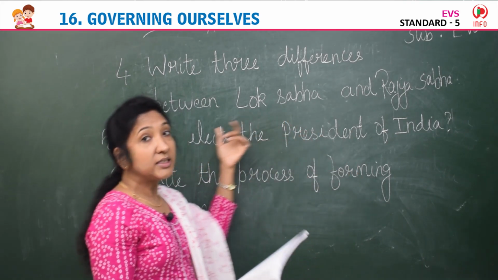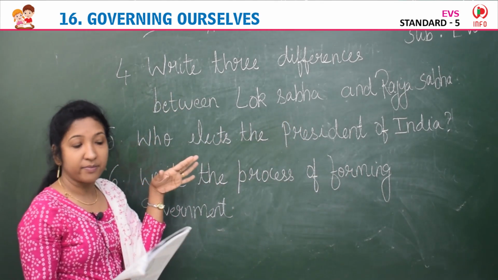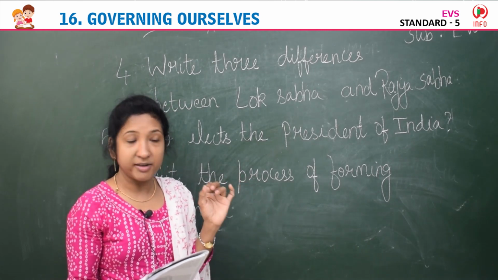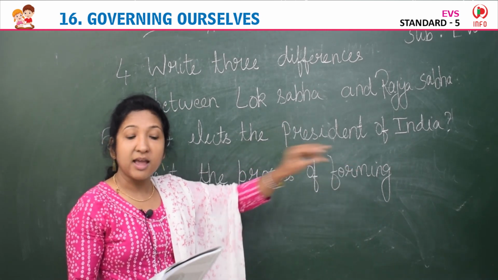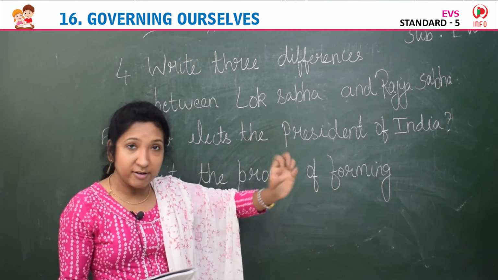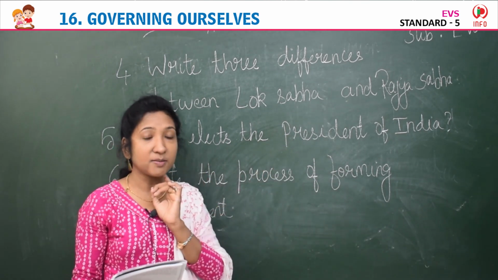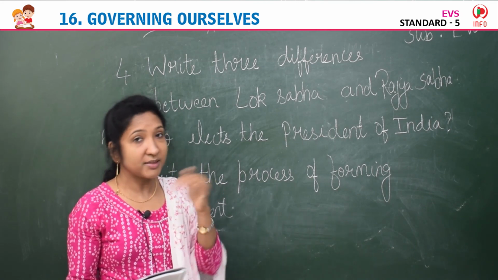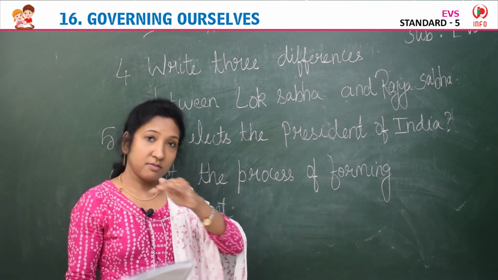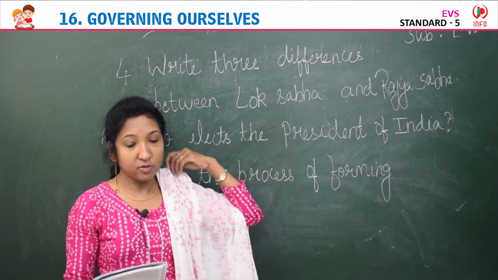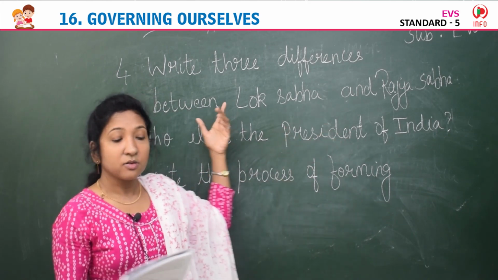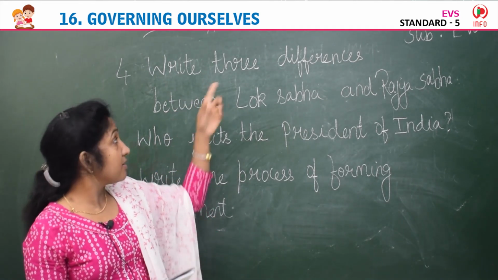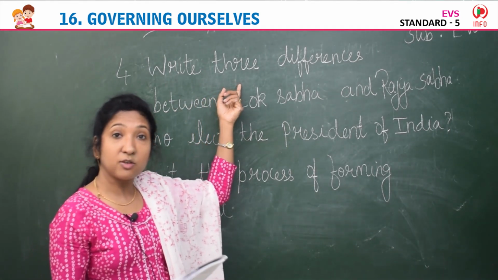Now third point, under Lok Sabha, can be dissolved. Under Rajya Sabha, cannot be dissolved. There is a sentence in your textbook, dissolved by president. If any problem happens, the president can stop that meeting like that. But Rajya Sabha we cannot do that. So, there are three differences. Three differences means the question is asking you to write three differences.